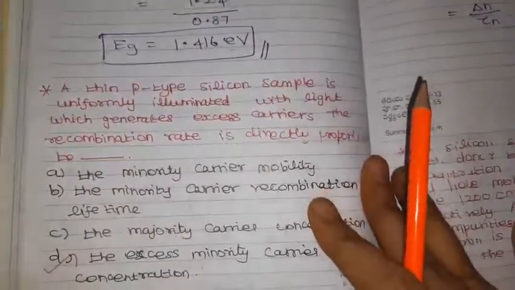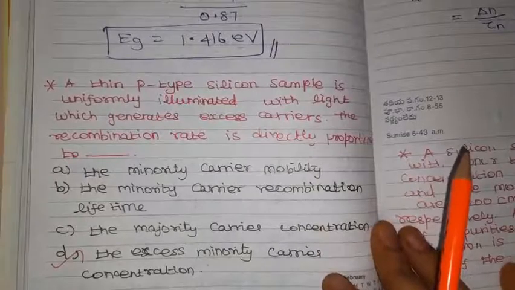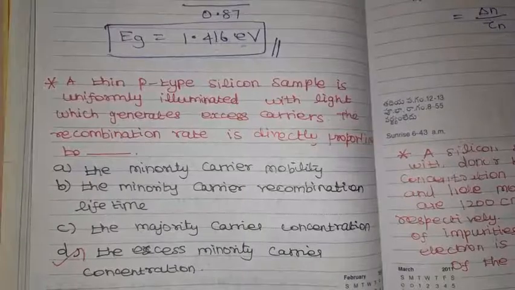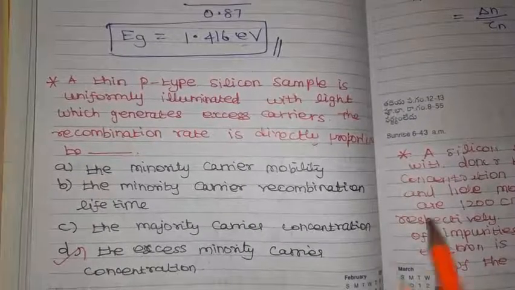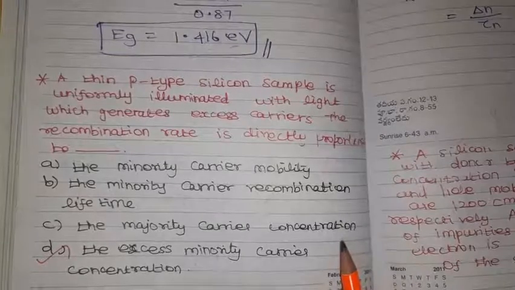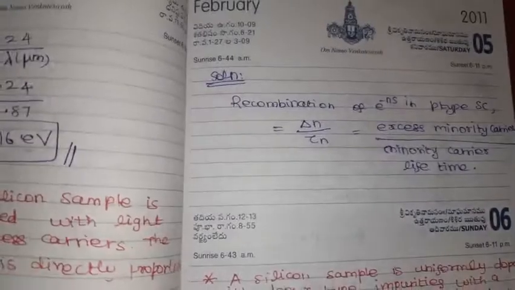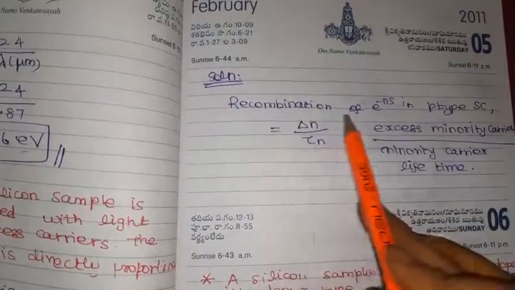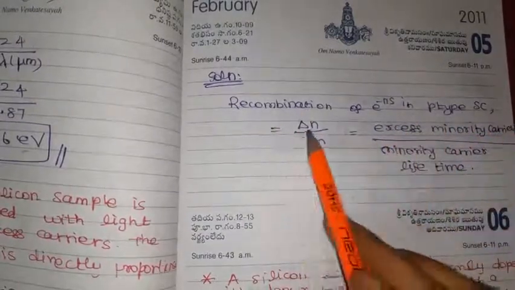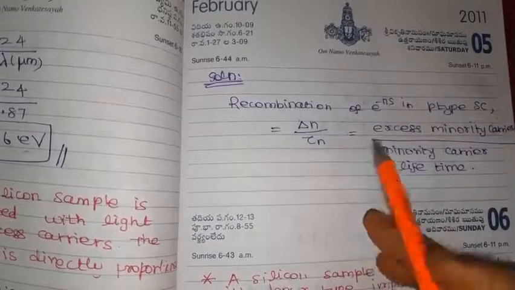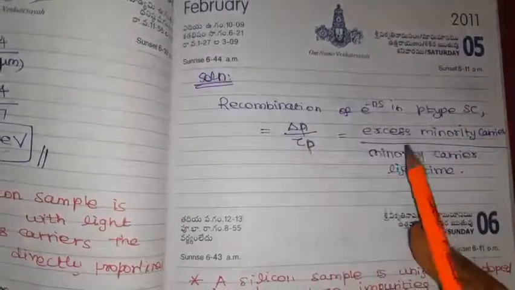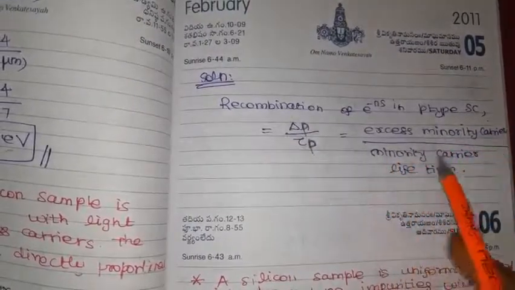Okay. Then, a thin p-type silicon sample is uniformly illuminated with light, which generates excess carriers. The recombination rate is directly proportional to what? We have already seen this numerical problem two to three problems before. What is the recombination or generation rate? Recombination of electrons in p-type semiconductors is del n by tau n, because it is p-type, so del p by tau p. So it is excess minority carrier concentration divided by minority carrier lifetime.